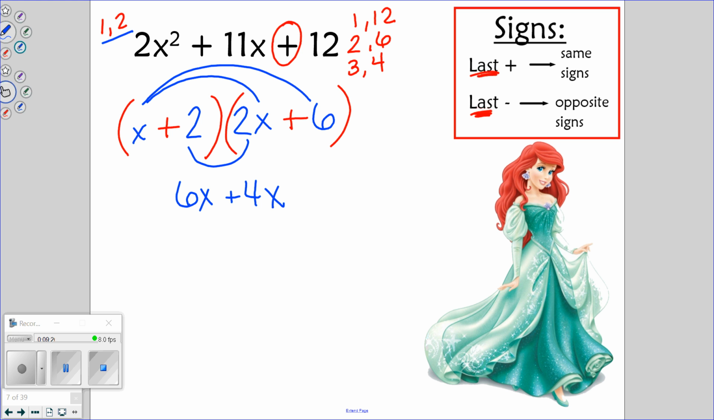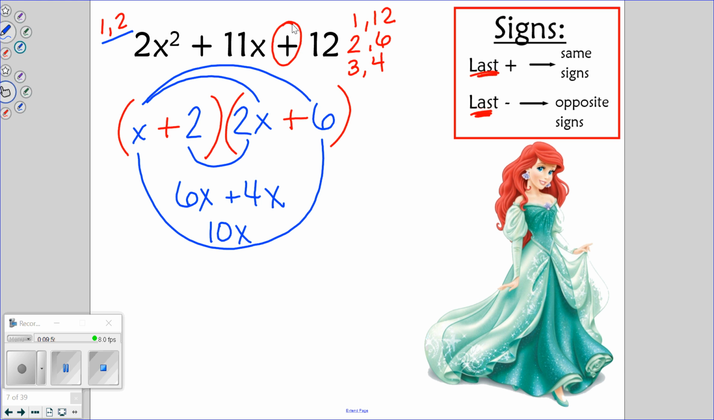And I know 2 times 6 is 12. Okay, so you're going to hear me talk about checking your OI. It's fun to say, OI. I know the first two are okay because I pulled them from the 1 and the 2, and I know the last two should work because I pulled them from my list. So the ones I'm checking are the inside and the outside, the part of FOIL, right? That's the only part I really need to check. So 6x plus 4x gives me 10x. And I wanted 11x. That didn't work.